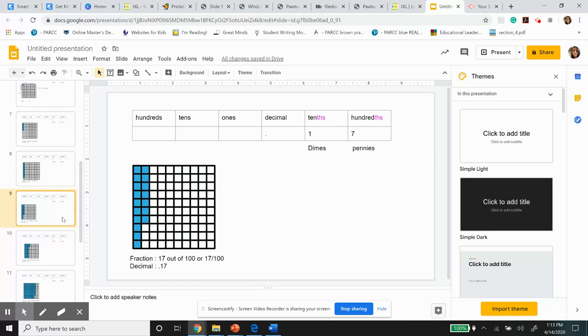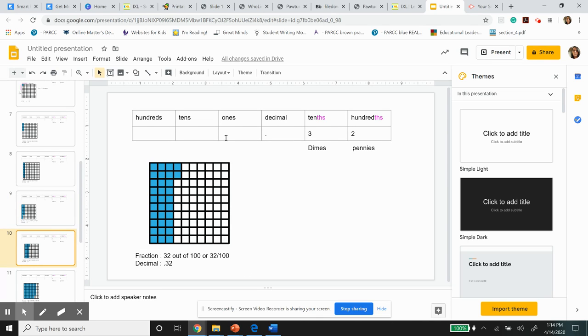Okay. The next one, again, what's out of 100? So here's my 10, then 1, 2, 3, 4, 5, 6, 7. 17 out of 100, or 17/100ths, and this is what it looks like as a decimal, right? There's 1/10, there it is, there's your tenths, right? And 7/100ths, okay? Or 17/100ths.